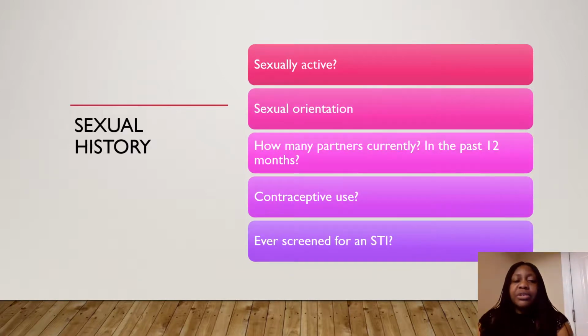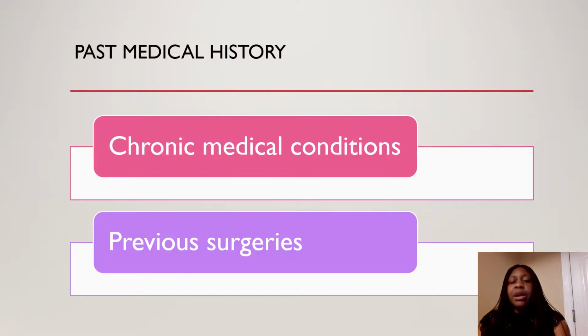So for the sexual history, we want to find out if she's sexually active, what her sexual orientation is, how many partners she has currently, and how many partners she's had in the last 12 months. We also want to know what kind of contraception she's currently using, and if she's ever been screened for a sexually transmitted infection or had a pap smear done in the past. The past medical history is similar to that taken from a male patient. We want to find out if she has chronic medical conditions or if she's ever had previous surgeries.